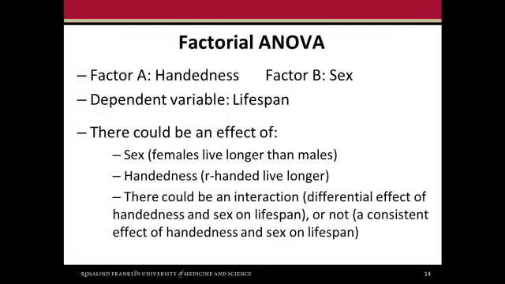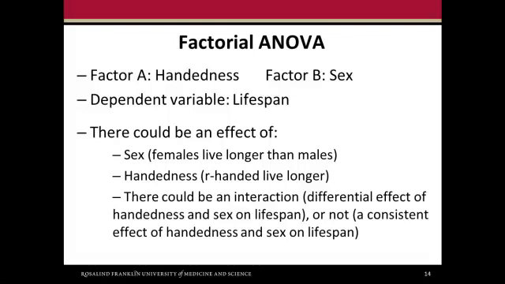And there could be some interaction. So that means that there would be a differential effect of handedness and sex on lifespan. So being left-handed and female might have a different effect than if you were left-handed and male, for instance. Or if there's not an interaction, that means that there would be a consistent effect of handedness and sex on lifespan. We're going to go through these different scenarios and look at some graphs to explain what we might see.